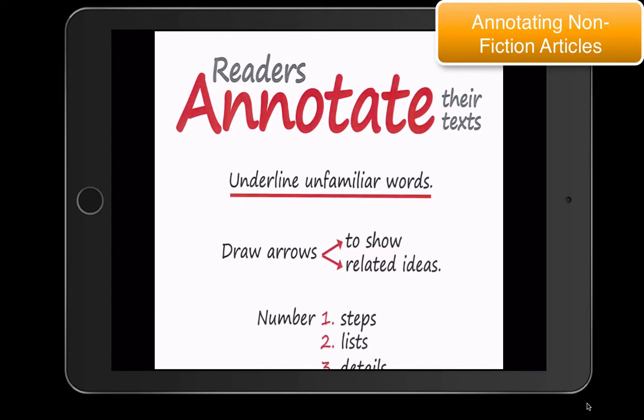All right, students, this is Mr. Bornheimer, and I am going to show you, briefly, how you would annotate an article for the first time reading through.